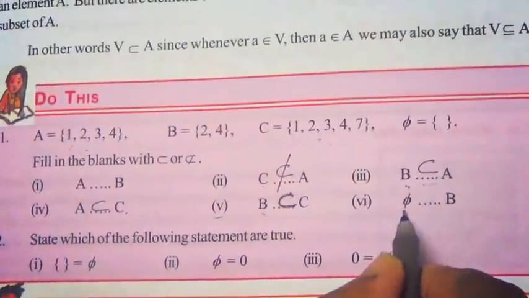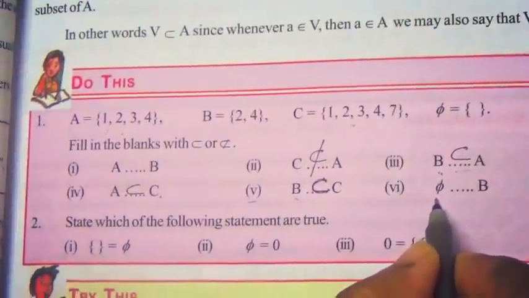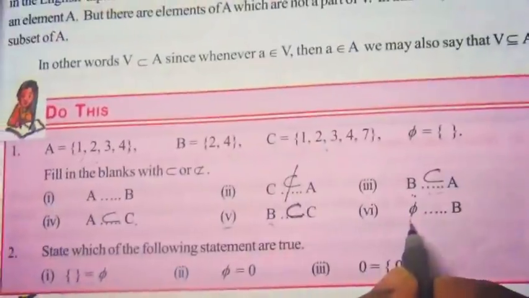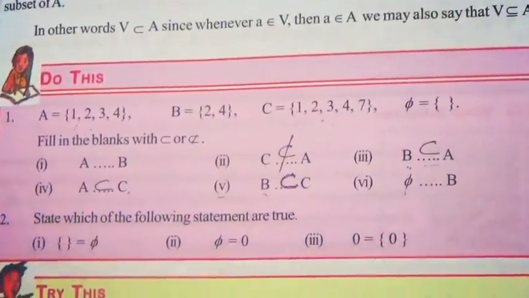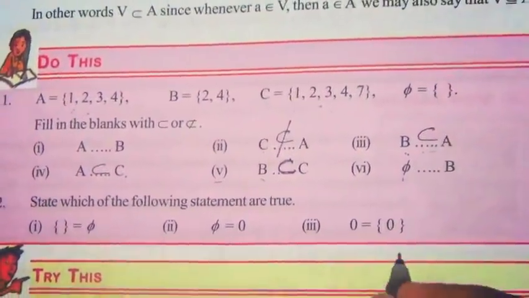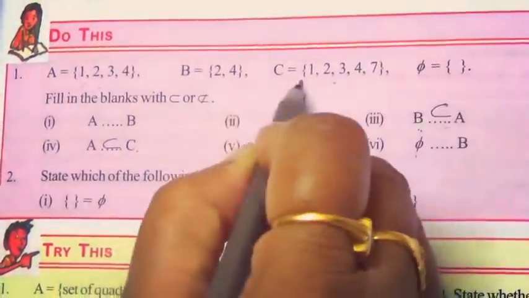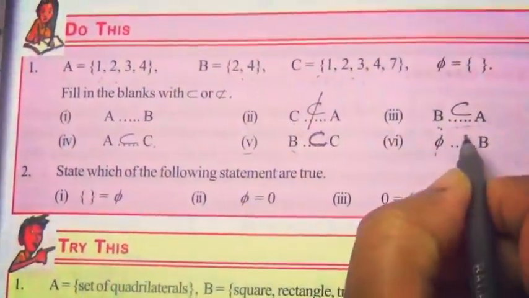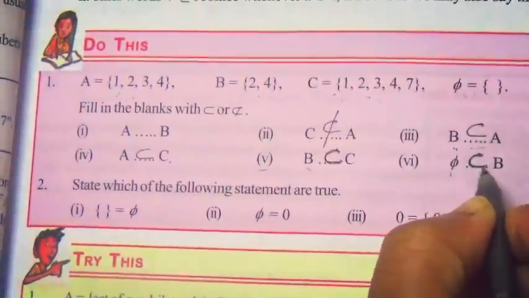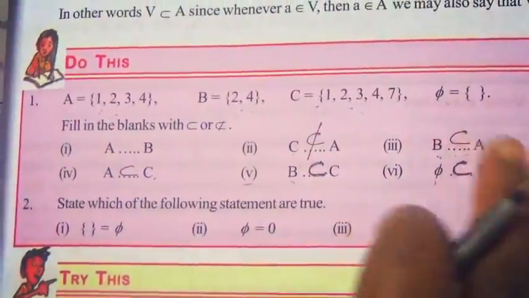Just like that, the fifth, null set. In the introduction part I told you, the empty set is the subset of every set. The empty set is the subset of every set. So subset. I think you understand this problem.